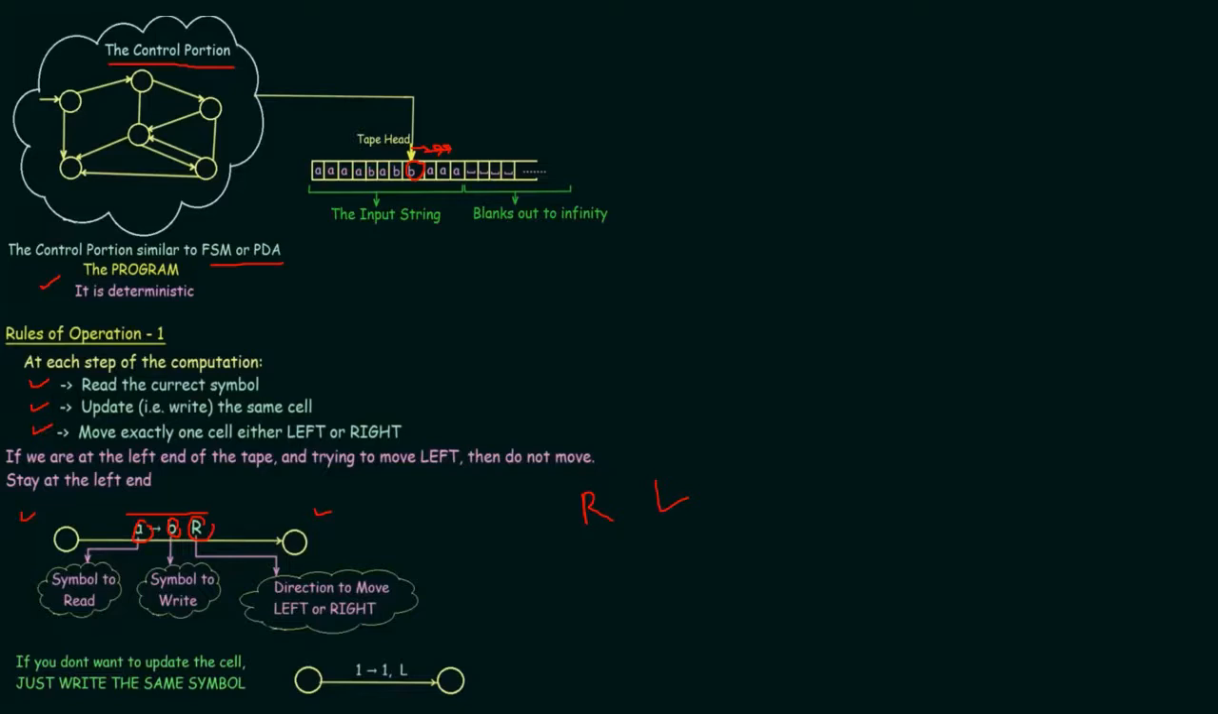If you want to replace something with something, let's say you need to replace A with B, you write A implies B, and let's say you need to move to the left side, so you write A implies B, L. If you only read the particular symbol, you can just write A implies A, L. In that way you just move one direction to the left and write what you read, so there is no change basically. Okay.